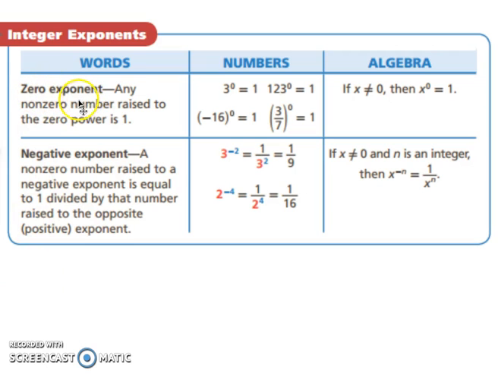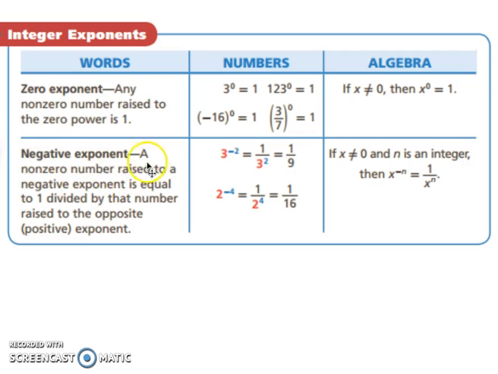A zero exponent: any non-zero number raised to the 0 power is 1. Because it's like taking your base and dividing it by your base, so it's always going to be 1. 3 to the 0 is 1. 123 to the 0 is 1. -16 to the 0 is 1. You can even do a fraction or a rational. So we get 3 over 7 to the 0 is 1. Okay?